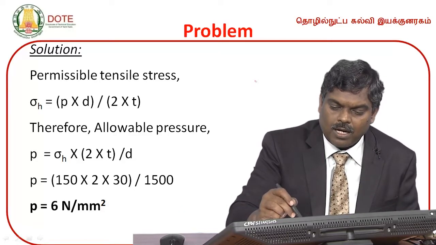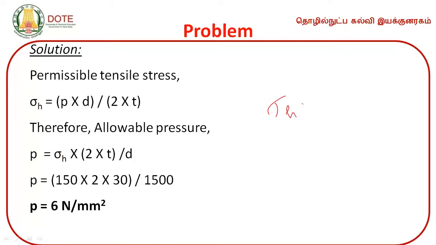Permissible tensile stress or hoop stress sigma H is given by PD divided by 2T. Don't forget that the hoop stress is applied perpendicular to both the axes and the diameter. So allowable pressure can be easily calculated using this formula. P is the allowable pressure, D is the diameter, and T is the thickness of the cell. So we have to substitute the values.